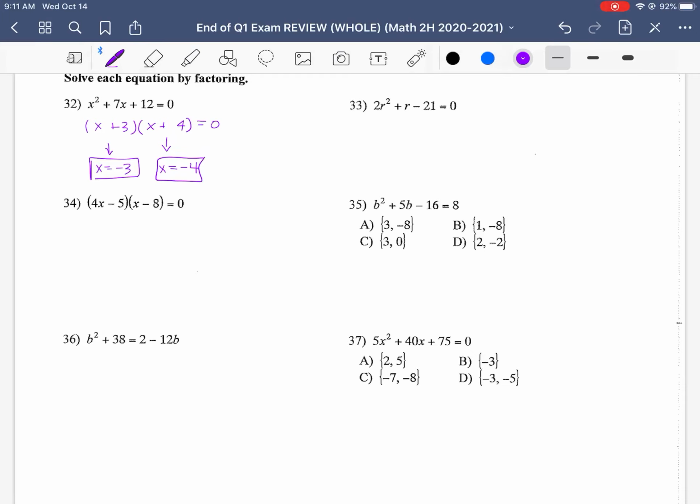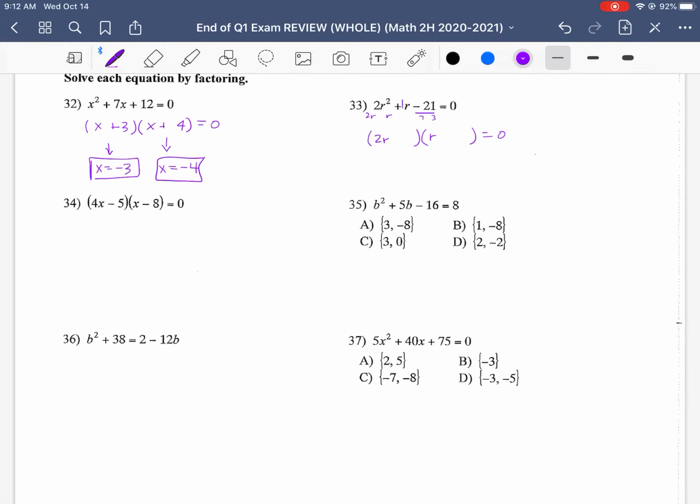33, again, we're factoring here, so there's no greatest common factor. It's already equal to 0. So I'm going to split this up as 2r and r. It's a negative 21 at the end, so we know they're going to have different signs, and we want them to have a difference of 1. So we can see that right there, okay?